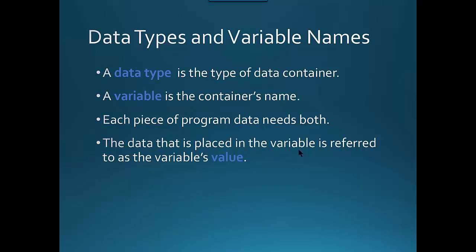So think of the data type as a label that tells the compiler what type of data is going to be stored in a variable. And the variable is really the place in memory, and it has a name. So a program needs to know both pieces of information in order to store information in the computer's random access memory.